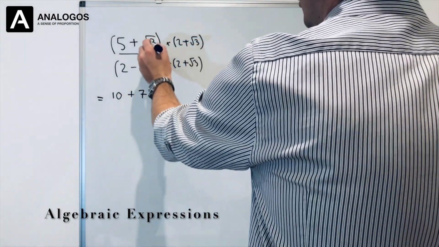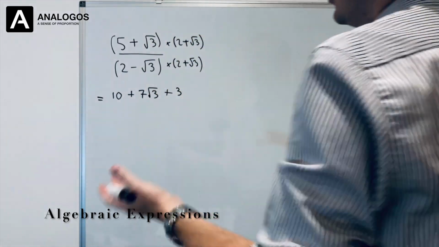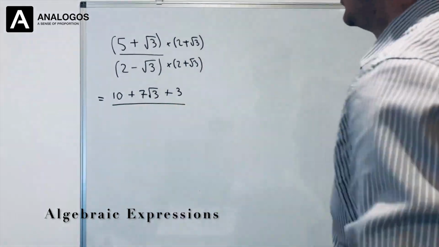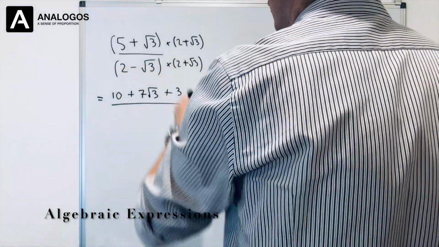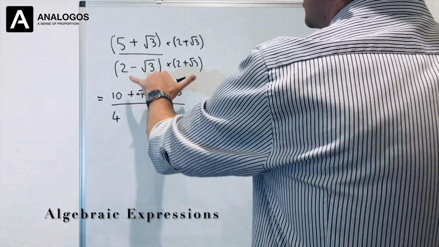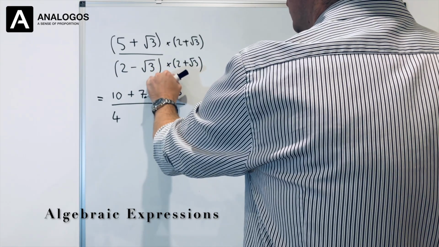And then the last would be root 3 times root 3, which would just be 3. Root 3 squared, essentially, would just cancel to 3. Okay, and what about the denominator? First, 2 times 2, that would be 4.